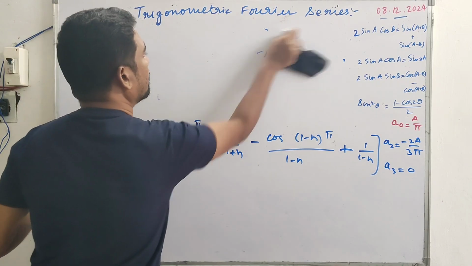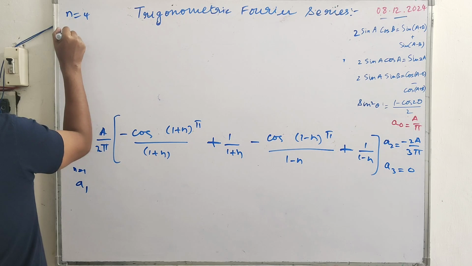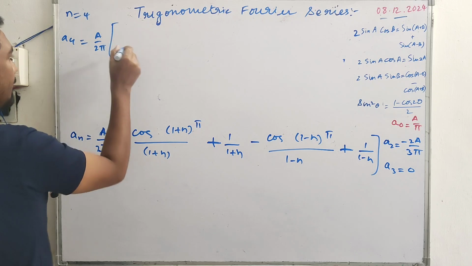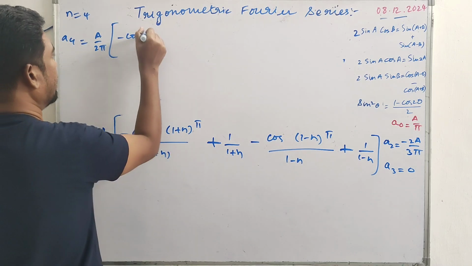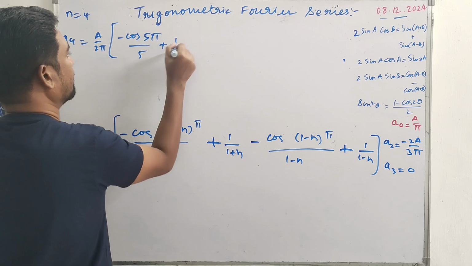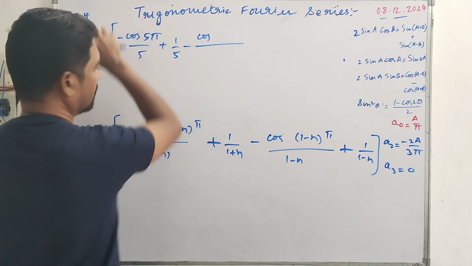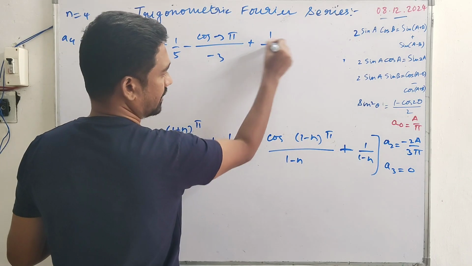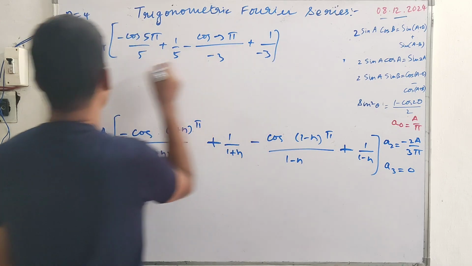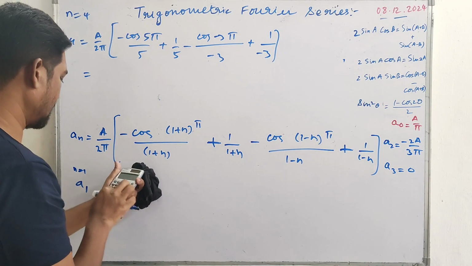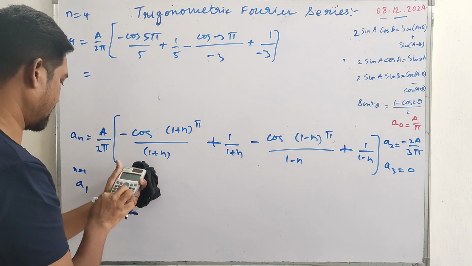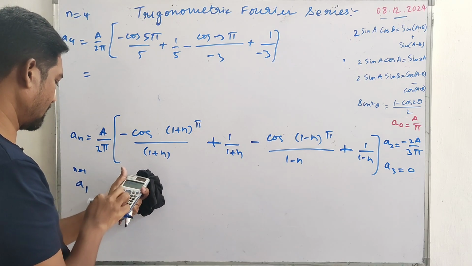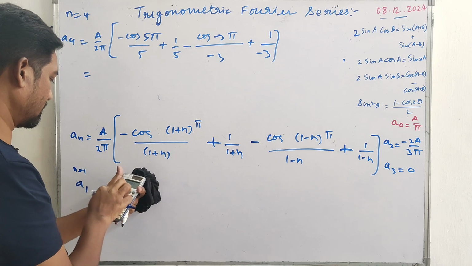Now, n equal to 4. For n equal to 4, we go for a4, which is a by 2 pi, and what do we have? Minus cos 5 pi by 5 plus 1 by 5, minus cos of 1 minus 4, which is minus 3 pi by minus 3, plus 1 by 1 minus 4, minus 3. Let's check what this yields.